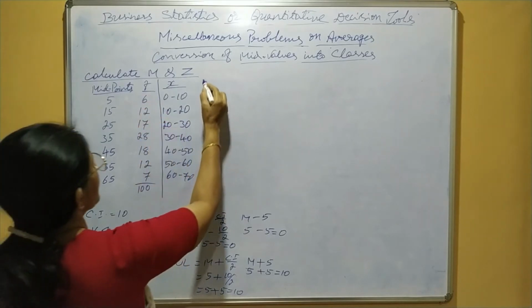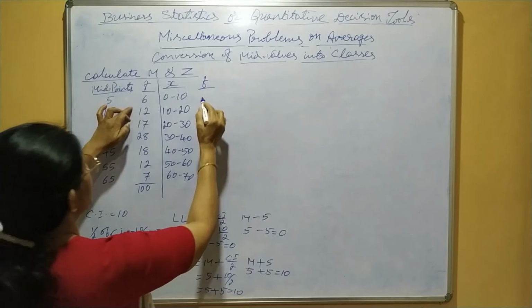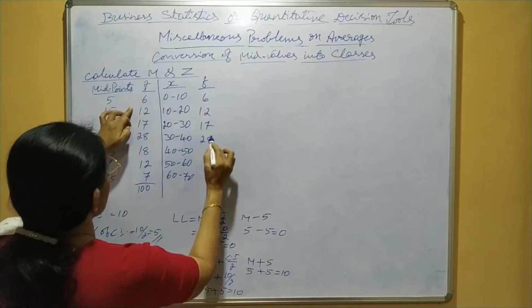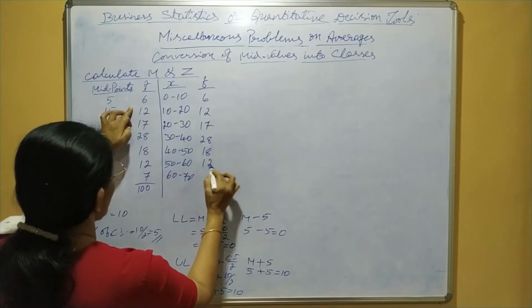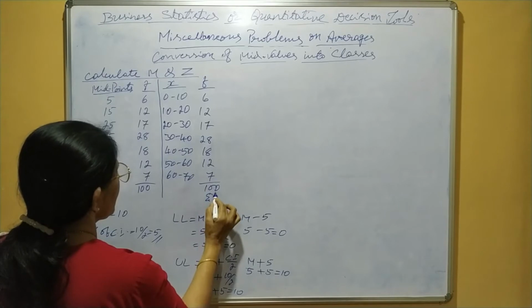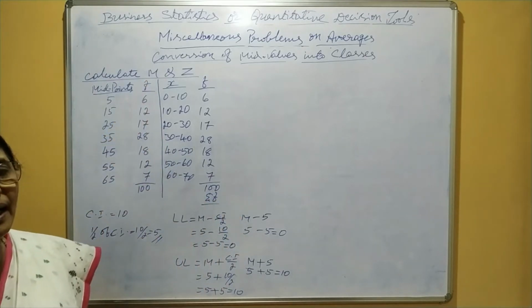Now, you have to retain the frequencies as they are. No change in those: 6, 12, 17, 28, 18, 12, 7. Here the total is 100, that is sigma f. Now you are asked to find out the median and mode.